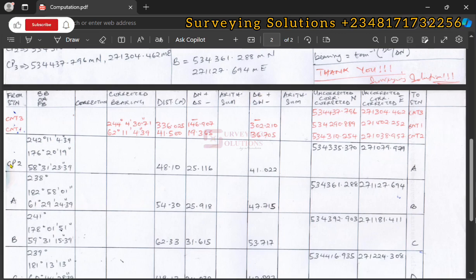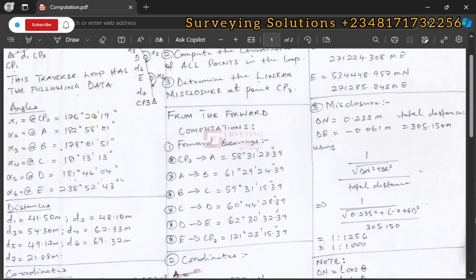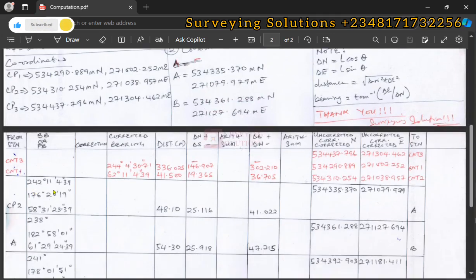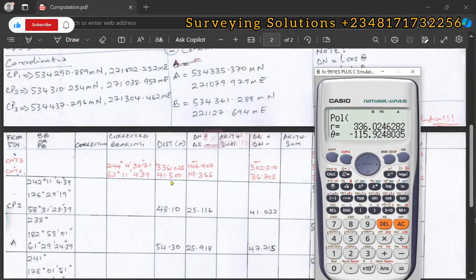So since we have been able to establish that from CP1 to CP2 is 62, then from CP2 to CP1 as a back bearing, which is what we have here, will be 62 plus 180, right? Good. So that's this. Then these are the observed angles. So the observed angle we have at CP2 is 176 degrees 20 minutes 19 seconds. So if you add through, okay, so let's have this one.